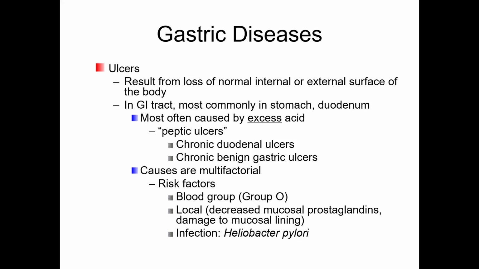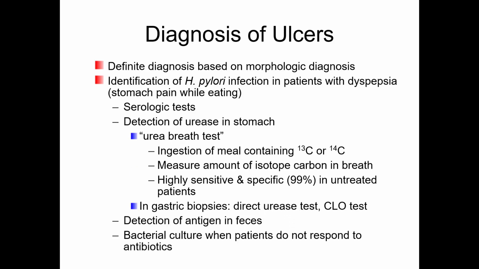The causes are multifactorial, but there are some risk factors. So having blood group O, local decreased mucosal prostaglandins that damage the mucosal lining, or infection, Helicobacter pylori. Definite diagnosis is based on morphological diagnosis. Identification of H. pylori infection in patients with dyspepsia or stomach pain while eating.